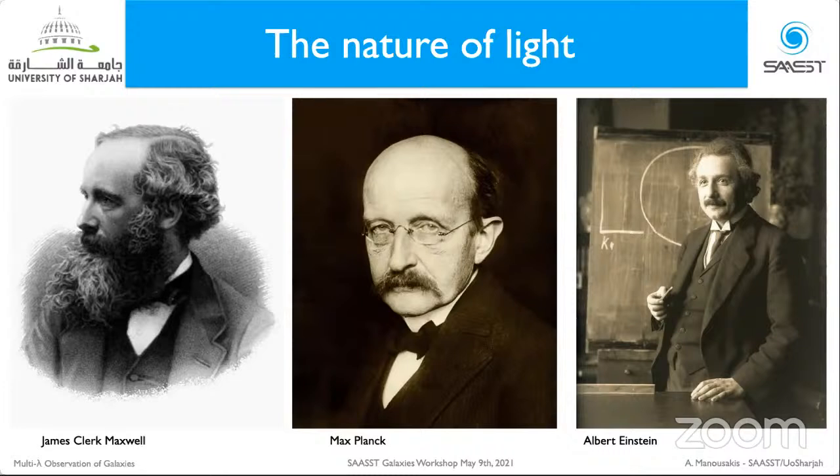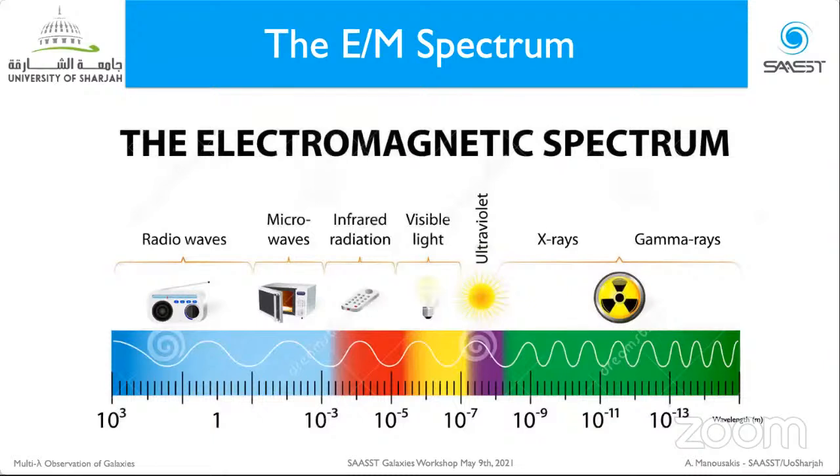So I concentrated on these three figures. The last two on the right represent the modern view of light as a particle, and the one on the left, James Clerk Maxwell, represents the old view that light was a wave. There were physicists, however, who introduced the meaning of duality, that light can behave as a wave or as a particle, depending on the situation.